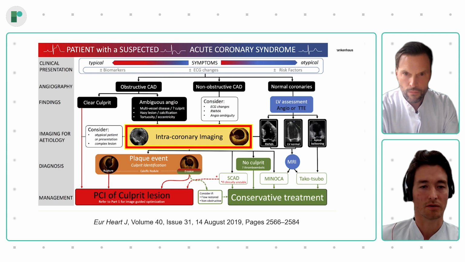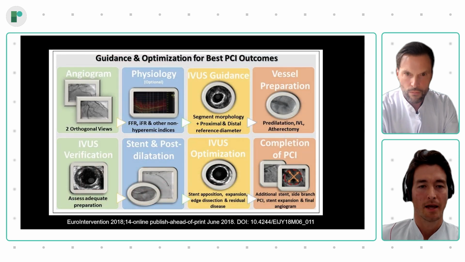You have a patient with an obstructive CAD, but with ambiguous angio, you do not really know what you're facing on the angio. You have to go forward and perform intracoronary imaging, as well as patients where you really don't find a stenosis, so non-obstructive CAD. There are some changes in the ECG. You have some pathological findings in the echocardiography and an angio ambiguity. Please perform intracoronary imaging. You will definitely have a better outcome of your patient.